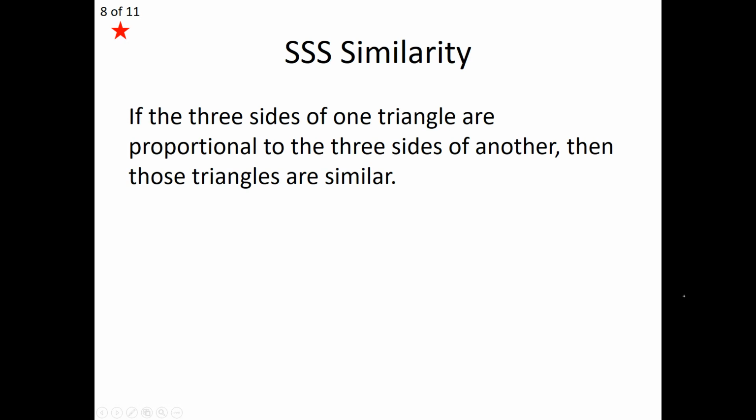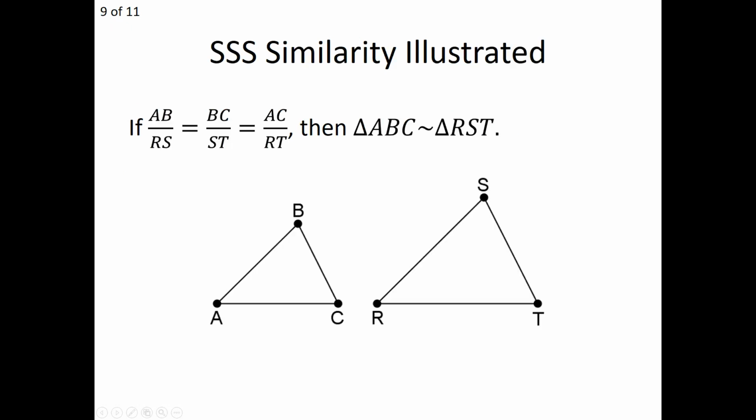So what immediately follows, here's a quick illustration of our side similarity. We're given two triangles. Now again, we don't know anything about their angle measures, but we do know from the given that all three sides are proportional to all three sides of the second, which means if we set up those ratios of corresponding sides, all three of those ratios will be equal to each other. So we have if AB over RS is equal to BC over ST, which is equal to AC over RT, then the two triangles are in fact similar.